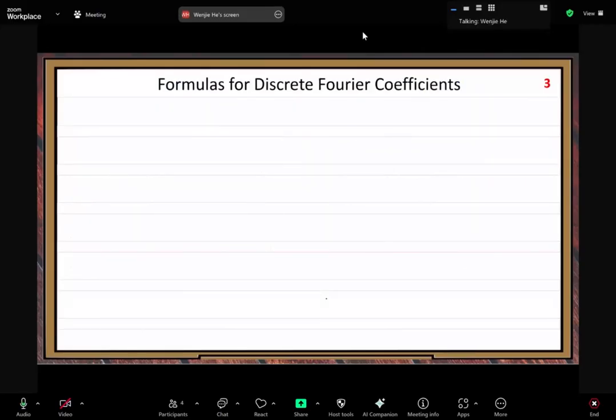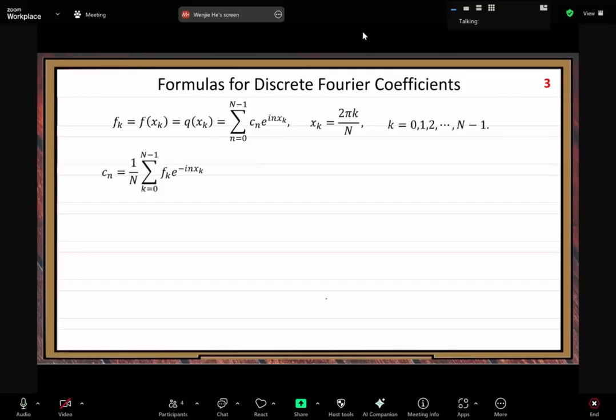Formulas for the discrete Fourier coefficients. Those c coefficients we call discrete Fourier coefficients. Let's make that linear system. Let's write it out. So what's that linear system? Here you can see this is the formula. The Cn formula can be represented in this way. So you may ask, how can you see it? There are several ways you can see it.